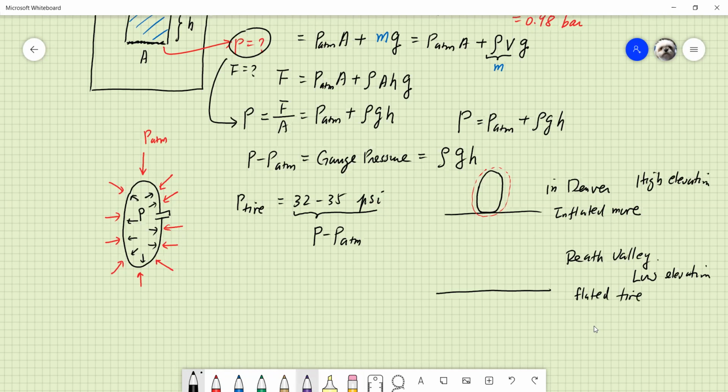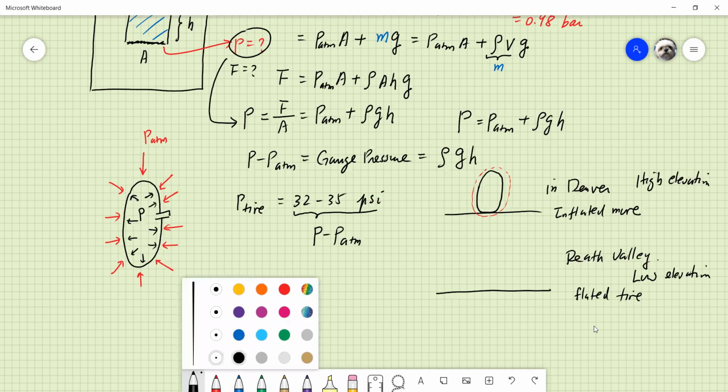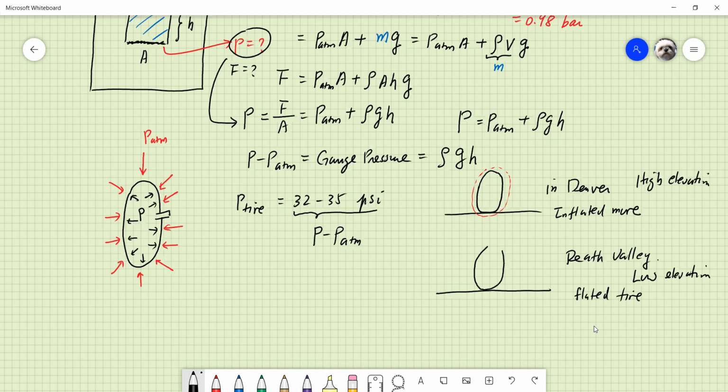So in other words, if the original size is this, then at that elevation it changes a little bit. Now, obviously, I'm going to exaggerate. The effect is very small. But the point is, I assume that there's no air leak, your tire gauge pressure depends on where you are located.